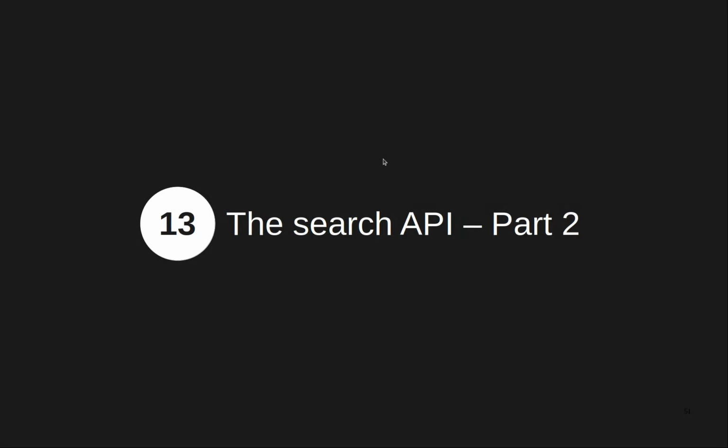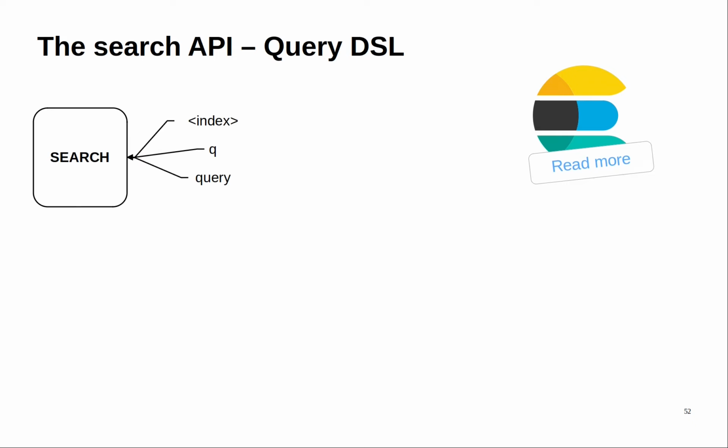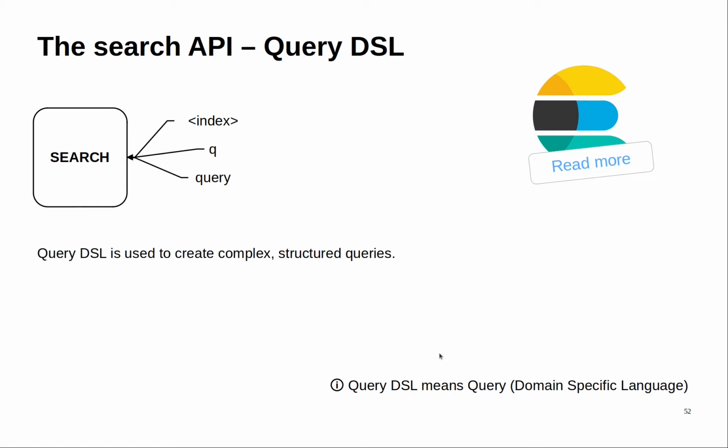Hello everyone, welcome to part 2, where we continue exploring the Search API. In the last video, we discussed that when searching for a document, you need to specify both the index and the query for the search method. To build more advanced searches, we use the query DSL, domain specific language. As mentioned before, query DSL helps create complex, structured queries.